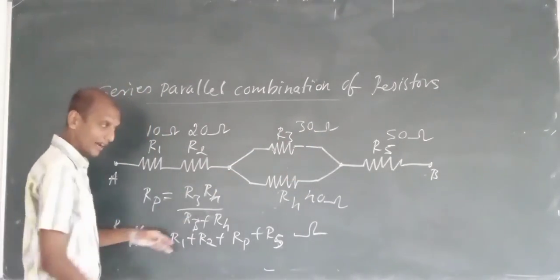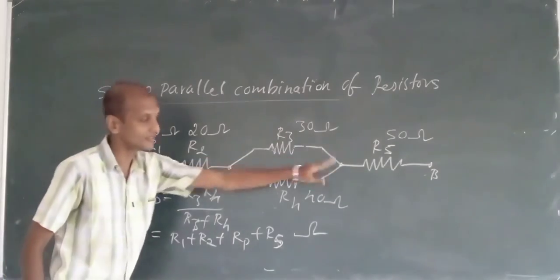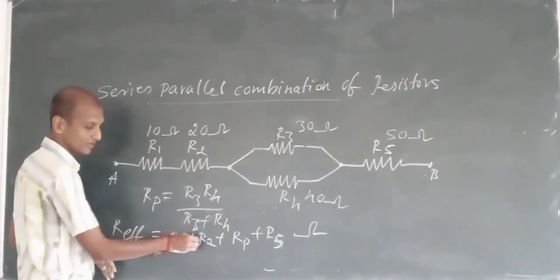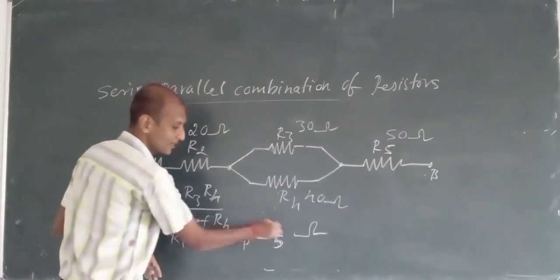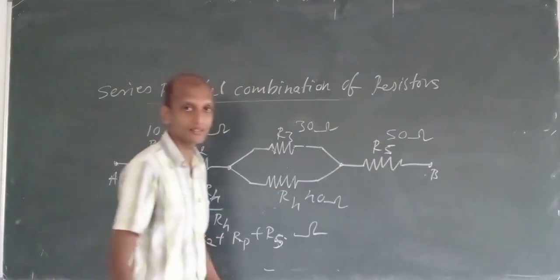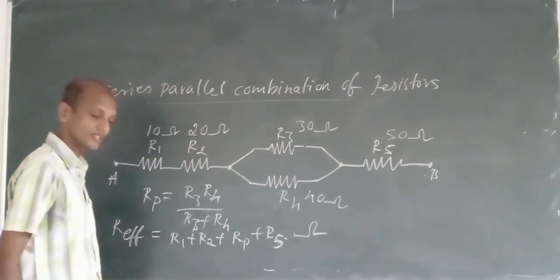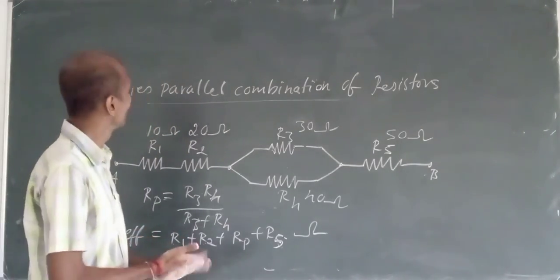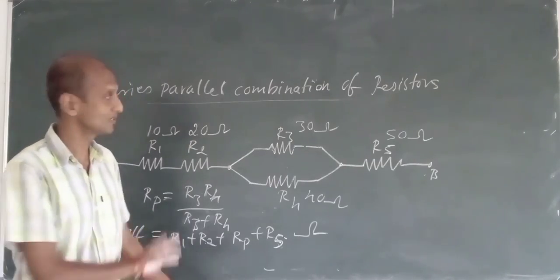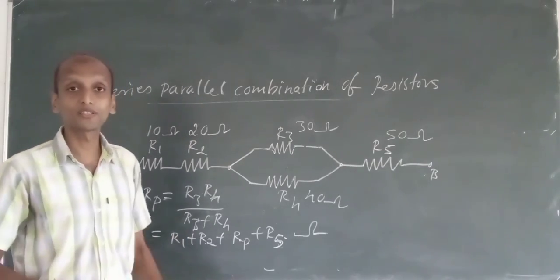Then add all the resistances: R1 plus R2 plus the total resistance you got here, and finally the last resistance. If you add all of these, you will get the effective resistance R effective. Clear? Okay. This is all about the series parallel combination of resistors.